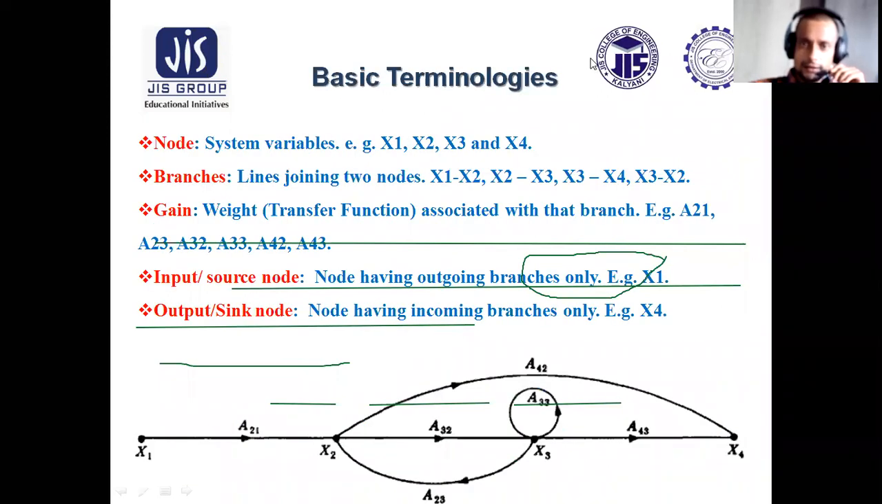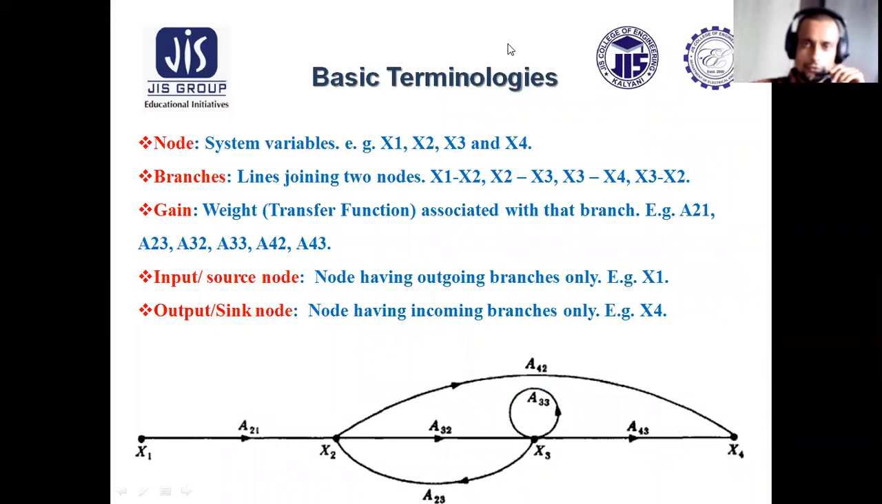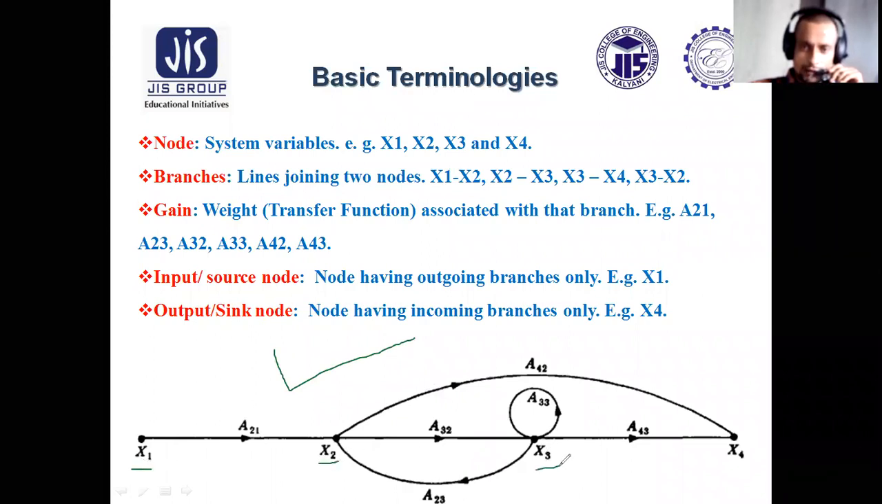See here, this is a signal flow graph in which it is having some nodes x1, x2, x3, all this, and some branches: x1, x2 branch, x2, x3 branch, x2, x4 branch, x3, x3 branch, x3, x4 branch, x3, x2 branch. So all these are branches.